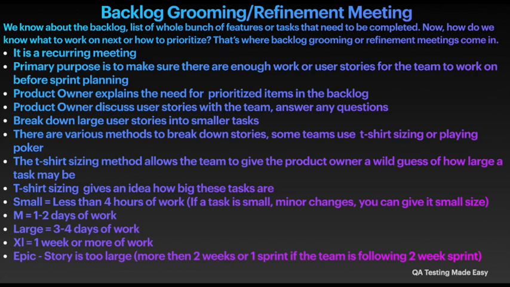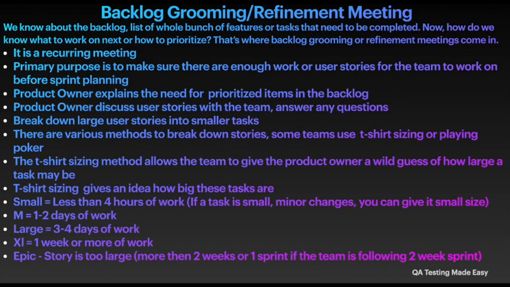In this meeting, the team breaks down large user stories into smaller tasks. There are various methods to break down stories. Some teams use t-shirt sizing or planning poker. Here I'm going to talk about t-shirt sizing. The t-shirt sizing method allows the team to give the product owner a wild guess of how large a task may be. Let's say the product owner has 10 stories in their backlog. T-shirt sizing kind of gives an idea how big these tasks are.